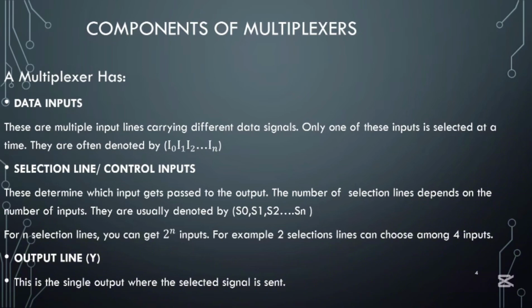And then the number of selection lines also depends on the number of inputs. They are usually denoted by S0, S1, S2. To calculate the number of inputs, you can use this formula: for n selection lines, you can get 2 to the power n inputs. As in the example here, if you have 2 selection lines, that means you choose among 4 inputs, that's 2 squared. And then the next component is the output line. This is where the selected signal is sent. So the process is that the selection line selects one data input from the several inputs available, and then sends the signal to the output line.